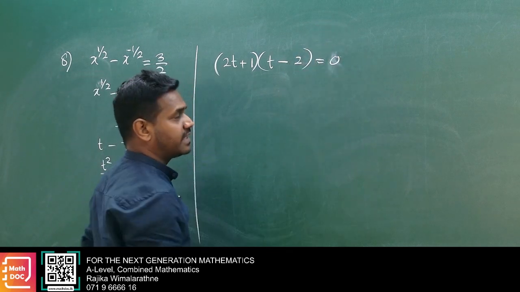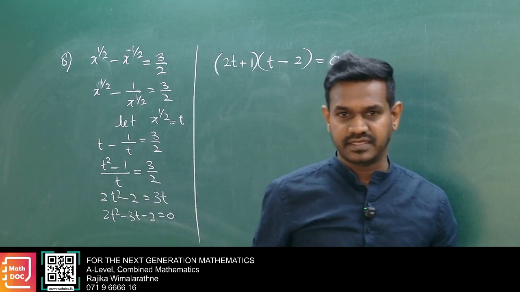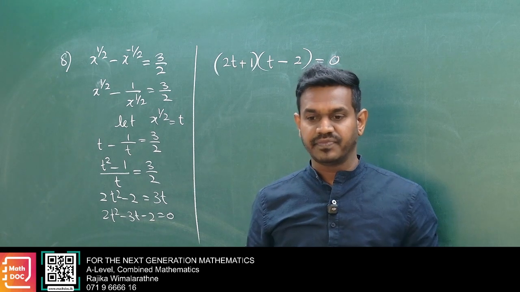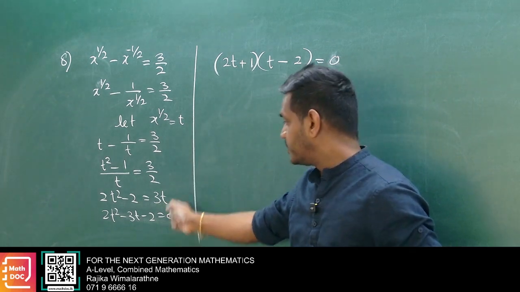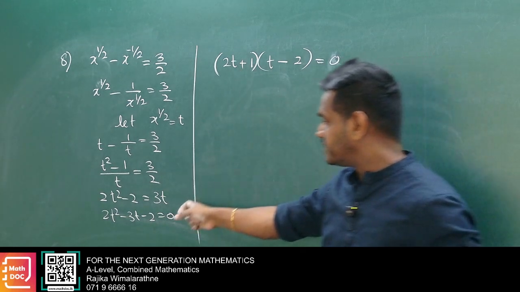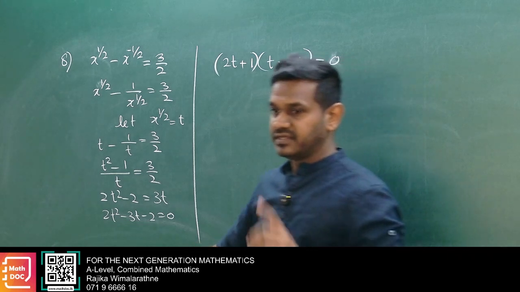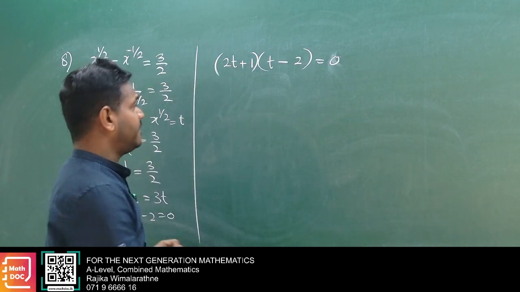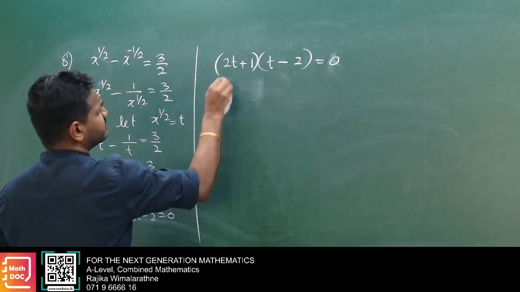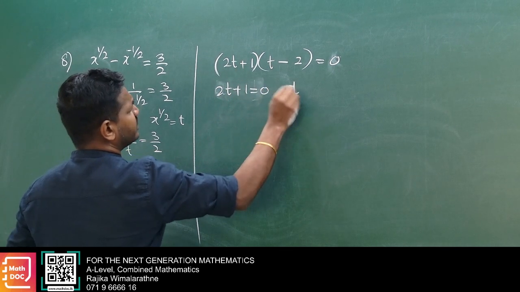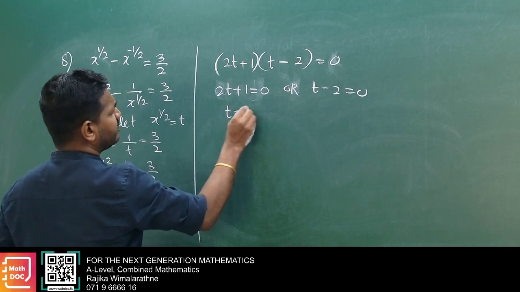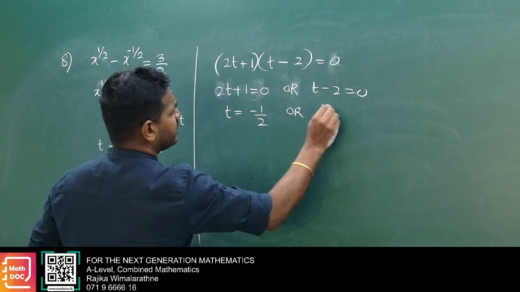So second day we did the factorization technique. That is very important. Factorization is very important, expansion is very important. I told you to factorize these relations directly without any steps, because that is a very small thing here. You have to practice that one without any steps. Then 2t plus 1 equals 0 or t minus 2 equals 0. t equals minus half or t equals 2.